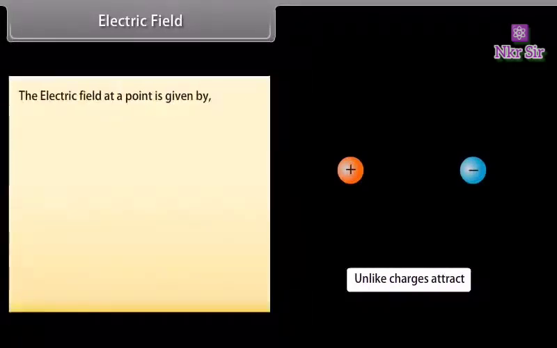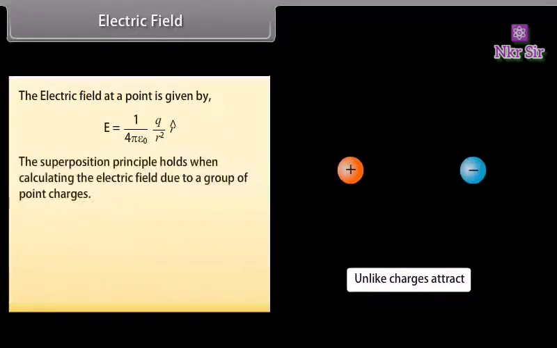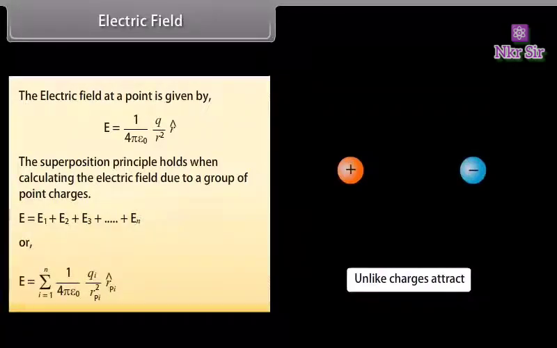The electric field at a point is given by E is equal to 1 upon 4 pi epsilon naught multiplied by Q upon R square into R cap. The superposition principle holds when calculating the electric field due to a group of point charges. E is equal to E1 plus E2 plus E3 and so on till En. This equation can be written as E is equal to summation from i equals 1 to n of 1 upon 4 pi epsilon naught multiplied by Qi upon Rpi square into Rpi cap.